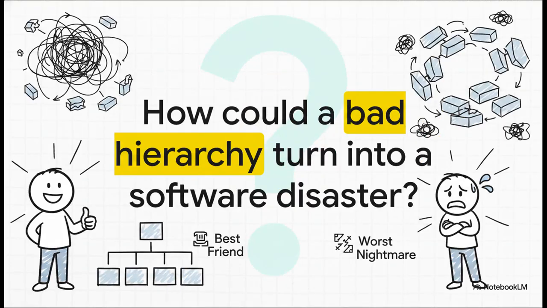Which leaves us with a final thought to ponder as we wrap things up today. If poor design makes tracing execution harder, how might a badly planned hierarchy turn this absolute superpower into a complete software disaster? Just a little something to think about the next time you sit down to sketch out your object structures.